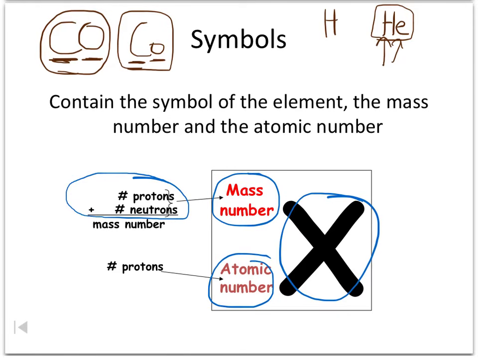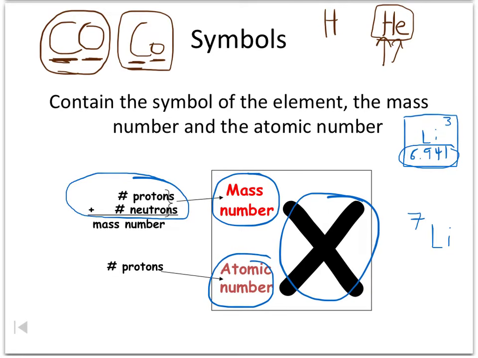For example, let's look at the element lithium on the periodic table. The symbol for lithium is Li, and to write a complete symbol with mass number and atomic number, the mass number always goes in the upper left-hand corner. The mass here says 6.941. I'm going to round that to the nearest whole number, so the mass number is 7. We'll talk in the future about why that number is a decimal on the periodic table, but for now, just round it to the nearest whole number.